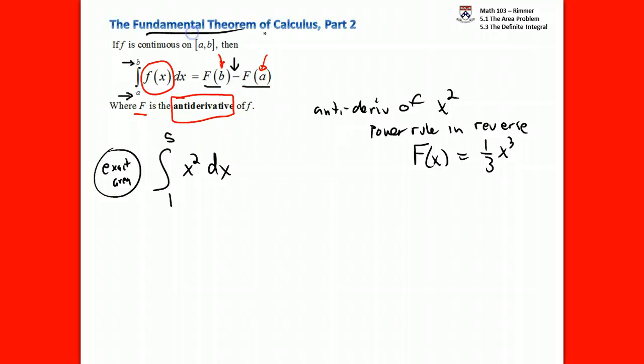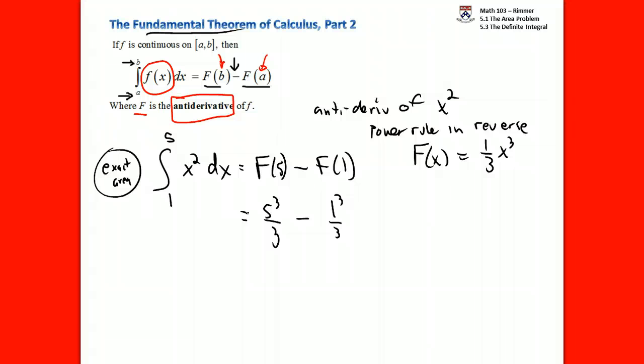Fundamental theorem of calculus says, you know what? Take that F of x and plug in a 5, plug in a 1, and subtract those. The function needs to be continuous for us to do that, and x squared is continuous. So 5 cubed over 3 minus 1 cubed over 3 is the exact answer. No messing around with rectangles, no messing around with limits. Exact. Quickly.